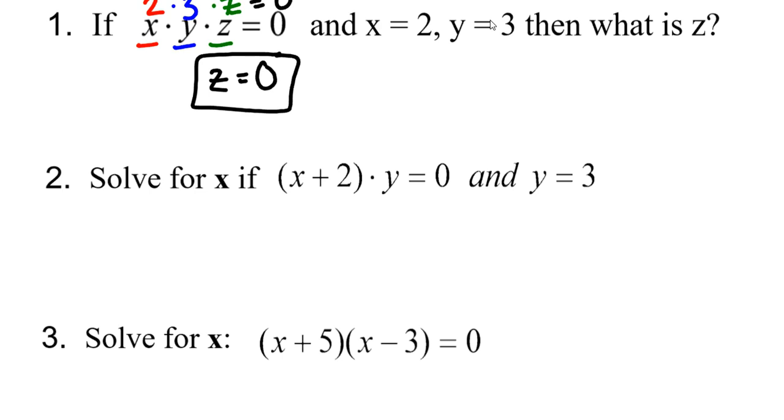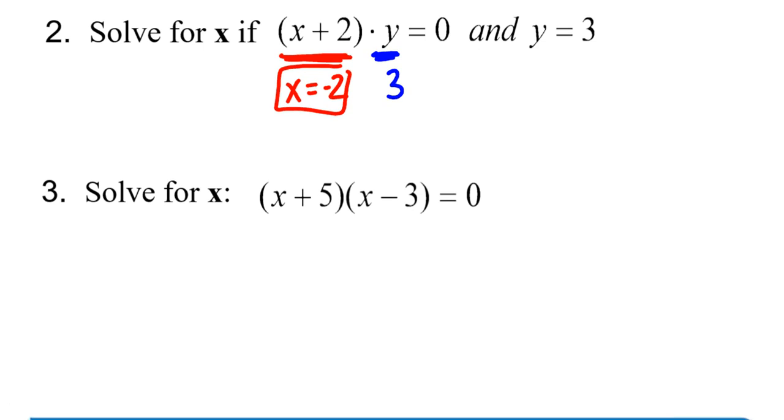Now let's try it with an expression instead of just single variables. So again, I've got maybe red thing times blue thing equals 0, but I know the blue thing is equal to 3, which means the red thing has to be equal to 0, because I have red times blue equals 0. One of them has to be 0. What's the value for x that would make the red thing be 0? x would have to be negative 2. If x were negative 2, then negative 2 plus 2 would make 0, and 0 times 3 would be 0. So in this case, x would have to be negative 2.